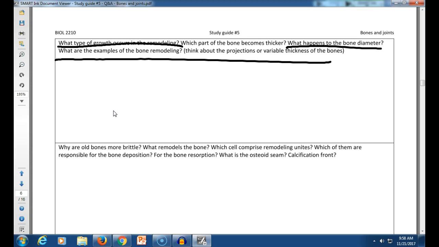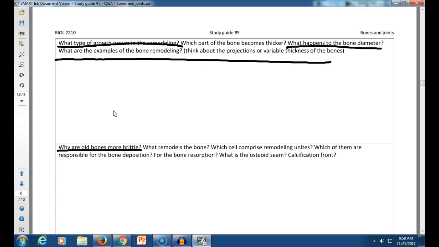They have bent legs because they always use the legs to hug the horse. I don't know how to properly say it. A little bit bow-legged. That's a pretty distinctive feature. Why are old bones more brittle?